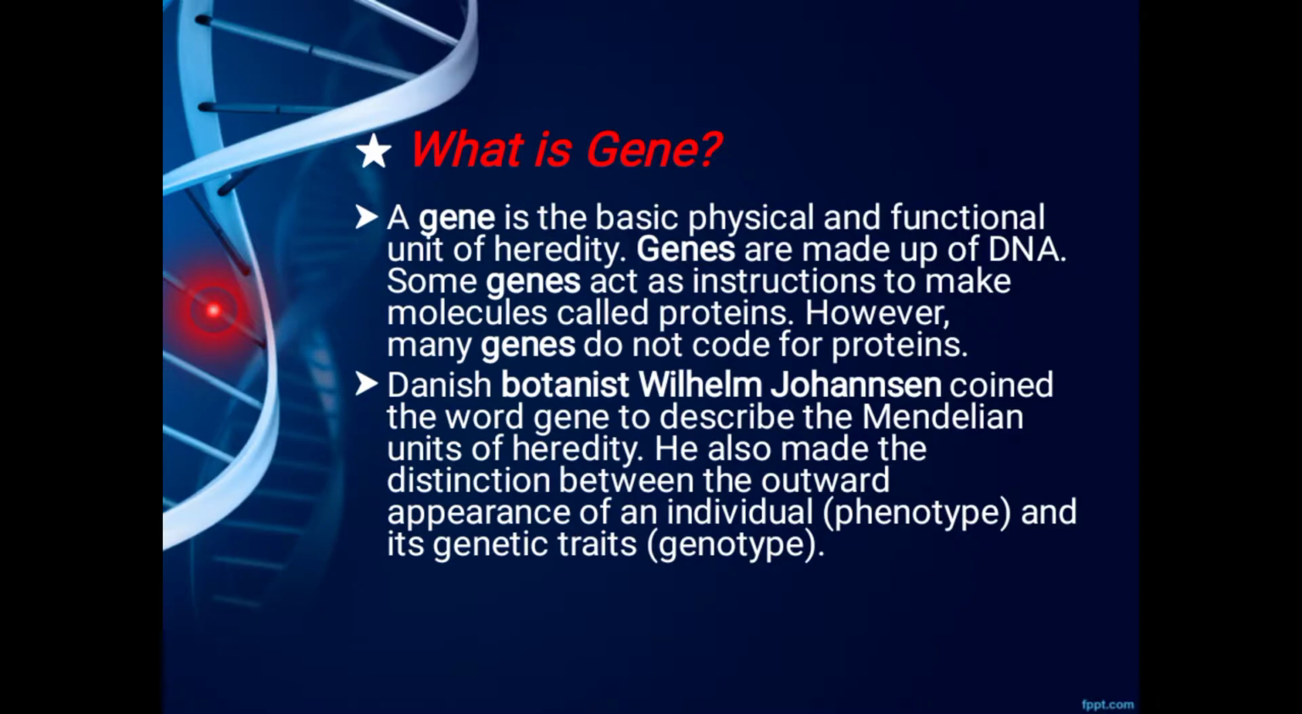Gene is chemically DNA, but the length of DNA which constitutes a gene is controversial. There are three terms: cistron, muton and recon. Cistron is a unit of function. The second one is muton, a unit of mutation. And the third one is recon, a unit of recombination. These three terms were given by Seymour Benzer to explain the relation between DNA length and the gene.